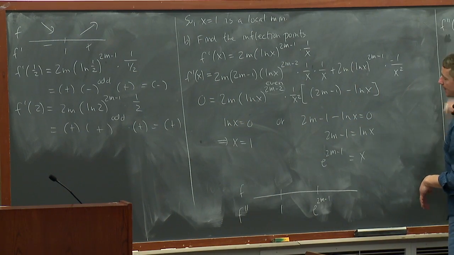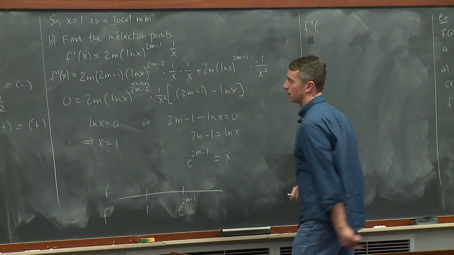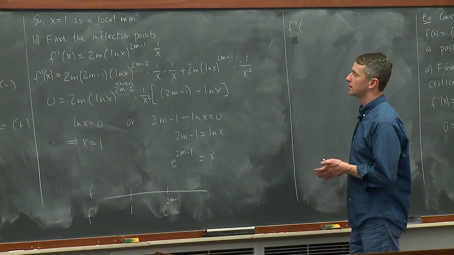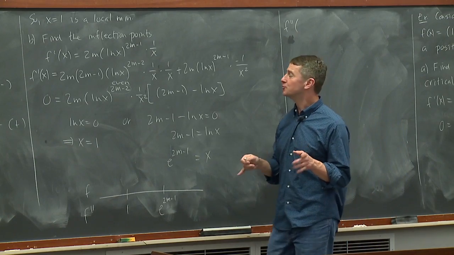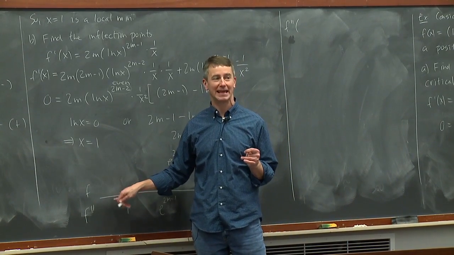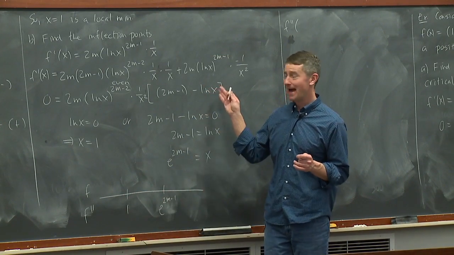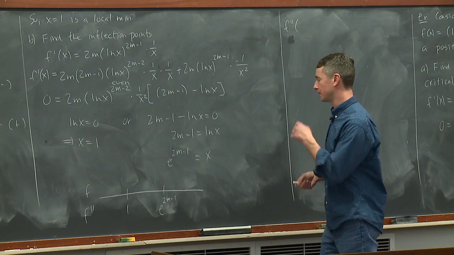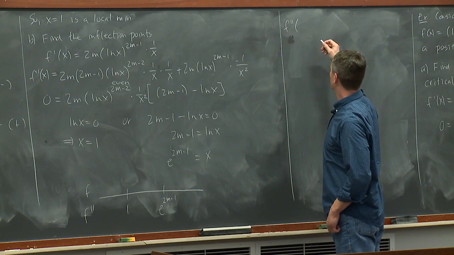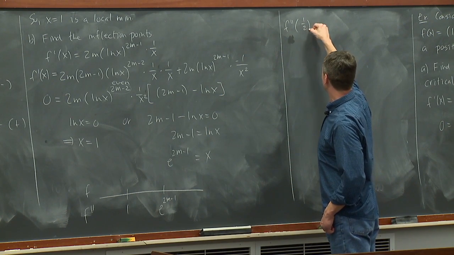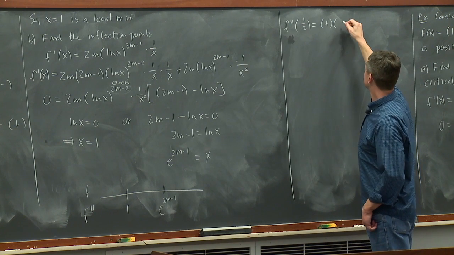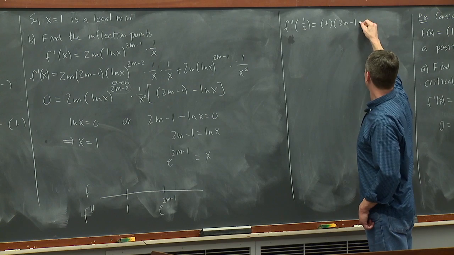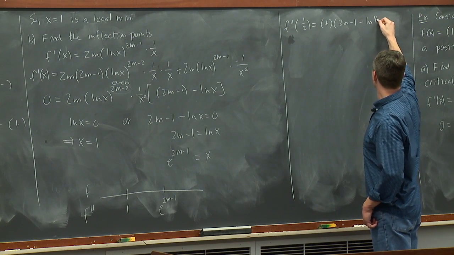So f double prime, what number can I pick out here? 1/2. Just numerically, it would be easier to pick something like 1 over e out here, by the way, because you're going to plug into ln. But we can do 1/2 if we want. So f double prime of 1/2. All of that first stuff you just told me is positive. So then it's 2m minus 1 minus ln of 1/2.